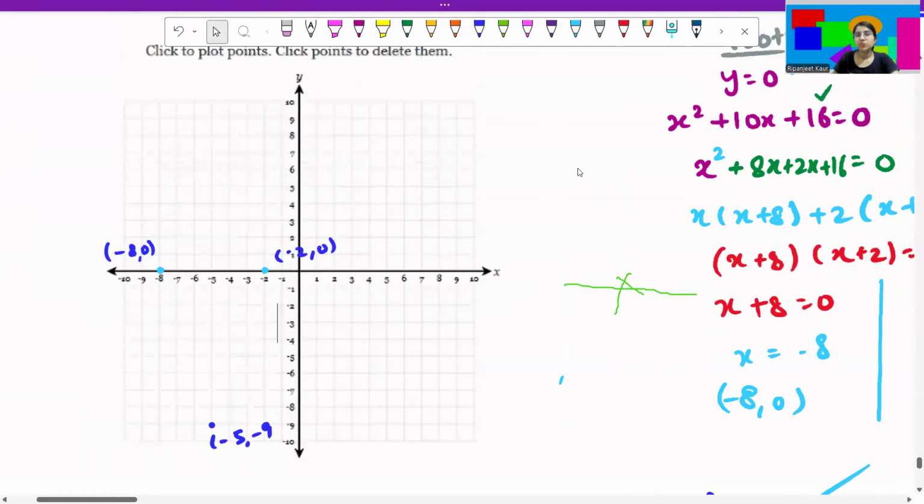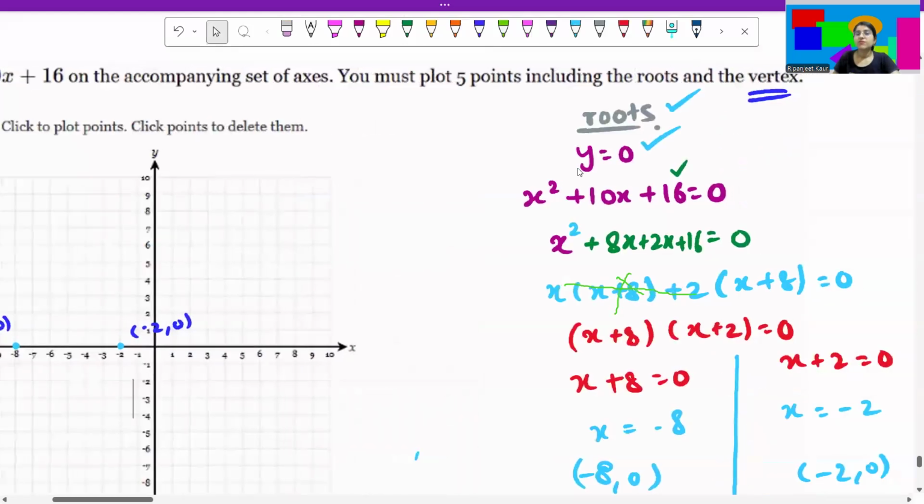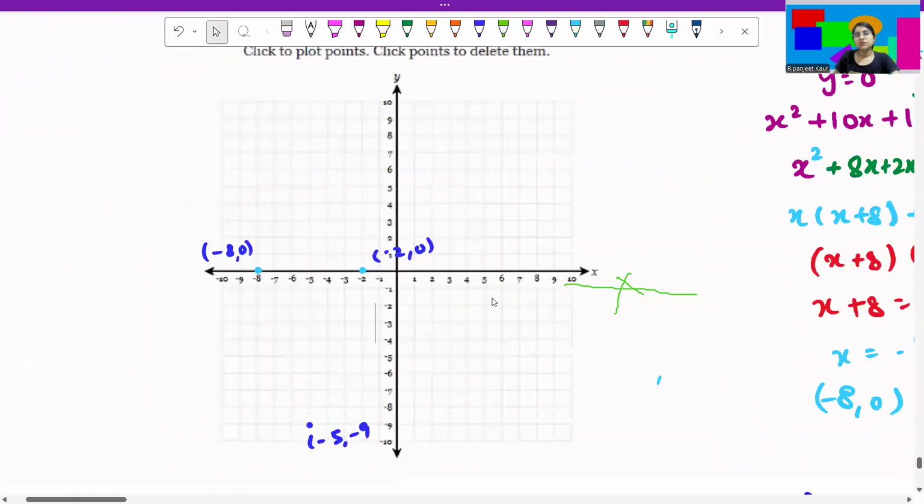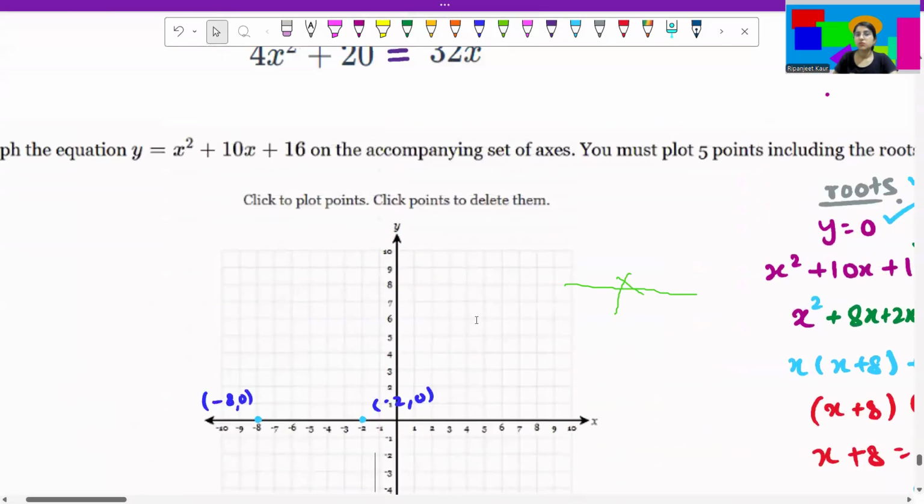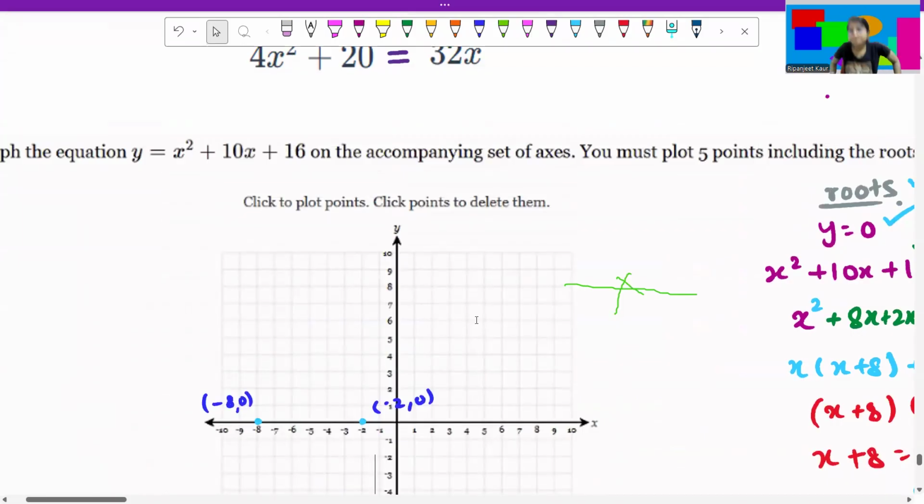They wanted us to find out 5 points. You must plot 5 points including the roots. We included the roots. Vertex, we included the vertex. Now they want us to find out more points. Now how can we find out more points? What do you think? What can we do to find out more points? Two more points we want. Should we plug in some value of x? Should we plug in some value of y? What do you think? We can plug in a value of y.